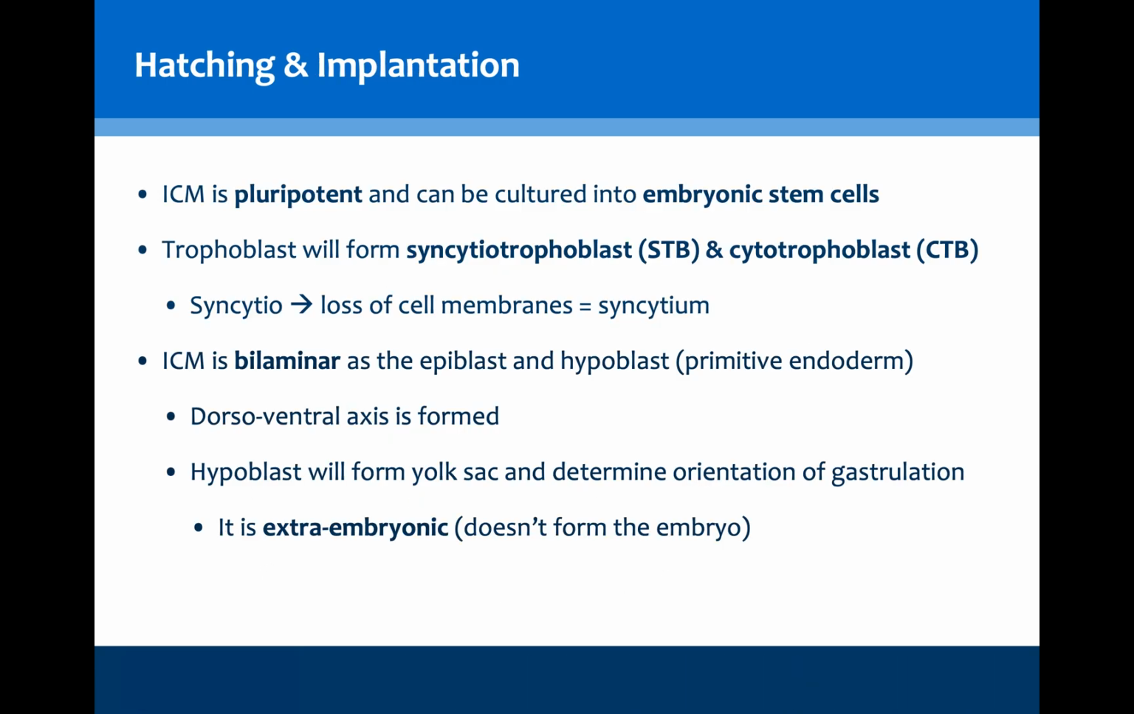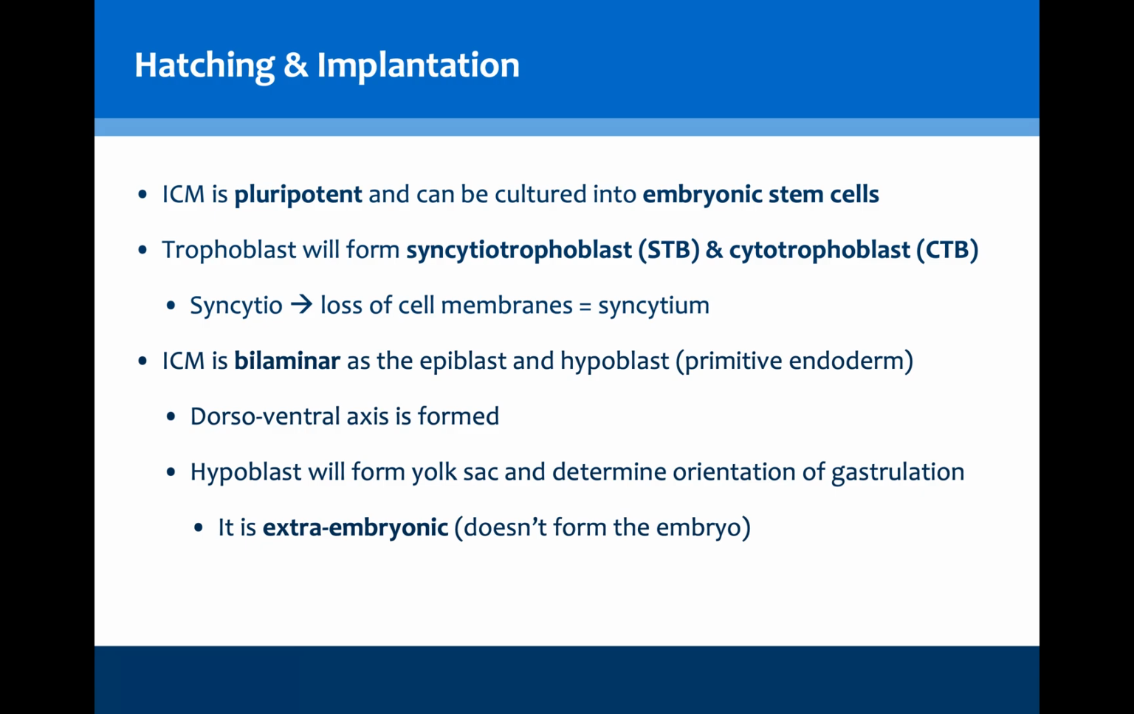Now, the ICM is pluripotent, and at this point, the cells can be taken to form embryonic stem cells. The trophoblast will form 2 distinct types of trophoblast, the syncytio and the cyto. So much like in cardiac physiology, the syncytium is the loss of cell membranes. So you'll have multiple nuclei for one collection of cell cytoplasm. Okay, so there'll be several nuclei contained by one cell membrane, compared to the cytotrophoblast, where it's one nucleus per cell membrane per collection of cytoplasm. And the importance of the distinction we'll discuss shortly.